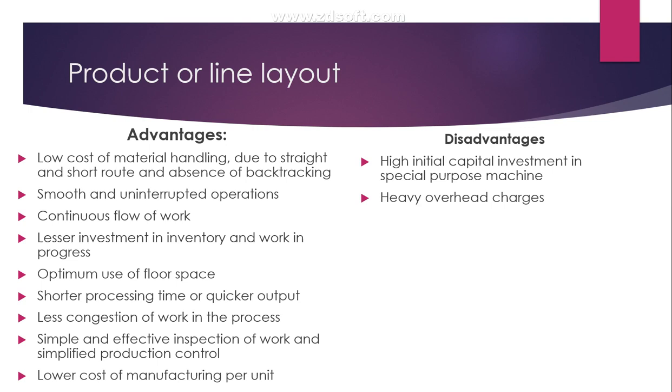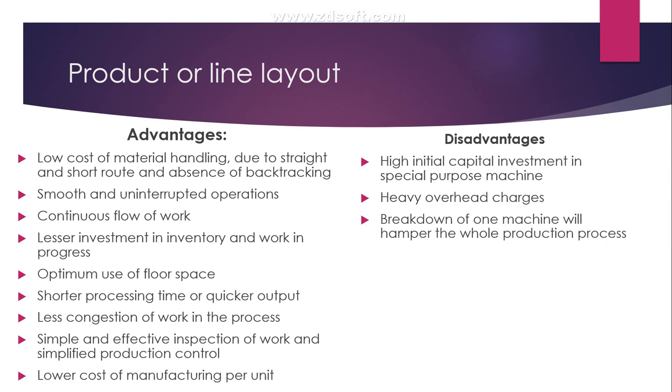Heavy overhead charges are the indirect charges on the production cost, such as labor expenses, material expenses and service expenses. Such charges are quite high with respect to a product or assembly line layout. Okay, and the breakdown of one machine will hamper the whole production process.